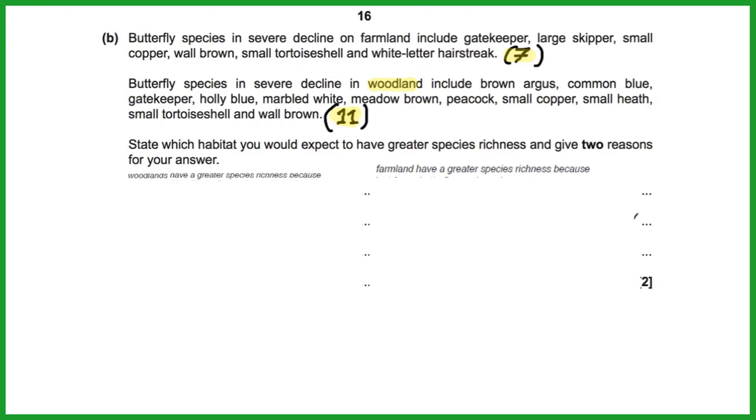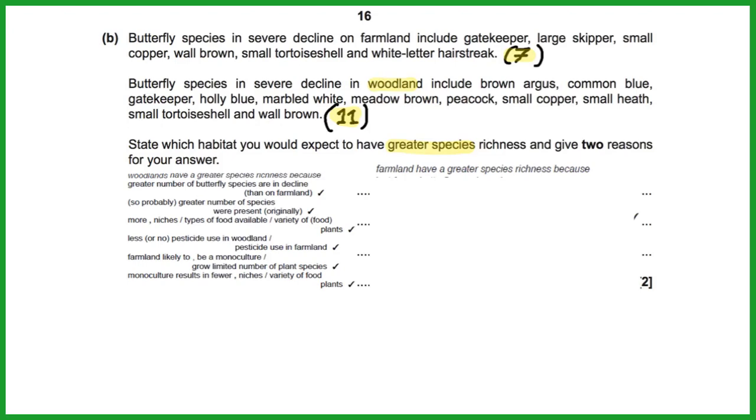Now state which habitat you'd expect to have the greater species richness, which is the number of different species in the habitat, and give 2 reasons for your answer. Now this needs really careful reading, because it says greater species richness, but it's not greater species richness of butterflies, it's greater species richness, full stop. So you do need to think about that in your answer.